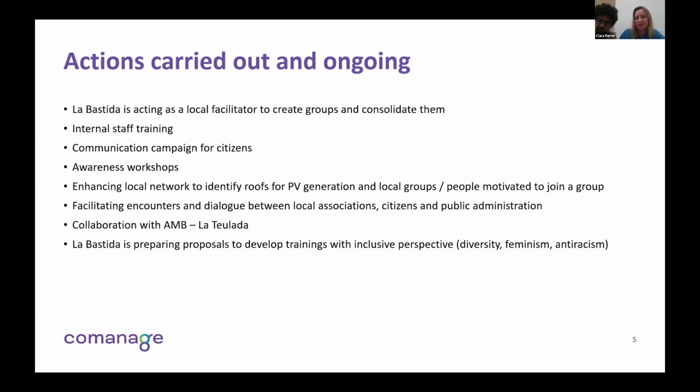We are in touch with all the actors. Well, we try to be in touch with all of them. We are still building some new bonds, new relationships, and we are preparing proposals to develop some trainings, because we are in touch with also the associations of parents at school. We think this is a good way to reach a higher diversity of people. Also, for sure, we are in contact with associations and activists, and we have already had a network, but we are developing this network. And we are preparing some trainings also in an inclusive perspective, so to train people to include more diversity, feminism, anti-racist approaches.